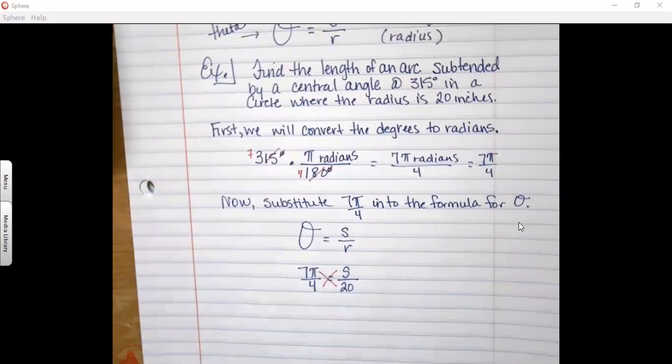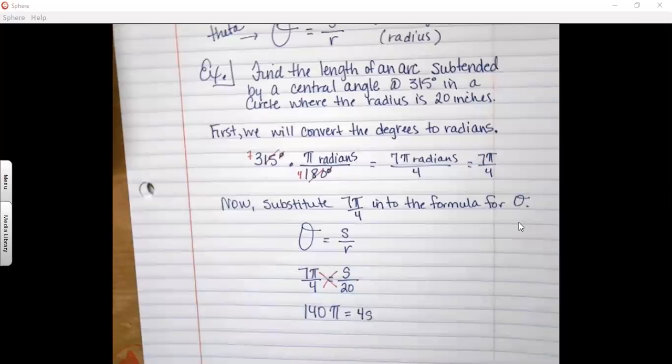So 7 pi times 20 would be 140 pi equals 4s. And then what? Have we solved for s? Divide by 4. Thank you. Somebody at home: divide by 4. So I'm going to put the s on the left. S equals 140 divided by 4, which is 35 pi.